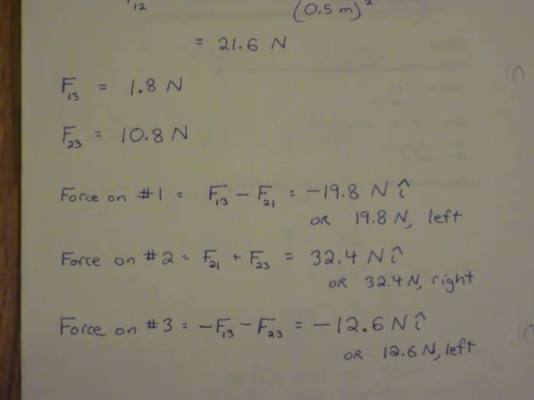The force on 2, it's the addition of both the forces F21 plus F23, and that's going to be 32.4 newtons to the right. And finally, the force on charge 3, I'm subtracting them both because they were both pulling to the left, and it's going to be negative 12.6 newtons I hat, or 12.6 newtons to the left.